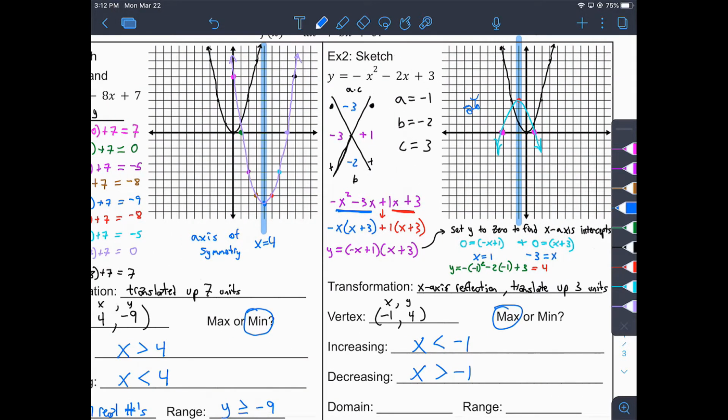Domain and range to kind of finish this out. Domain, if I keep going backwards, will I still find the graph further and further down? Of course I will. Doesn't matter how far over I go, I will still have to look really far down and find it. Same thing for going forward. Doesn't matter how far forward I go in the positive x's, I'll eventually find the graph further and further down. Again, describing for us all real numbers for the domain.